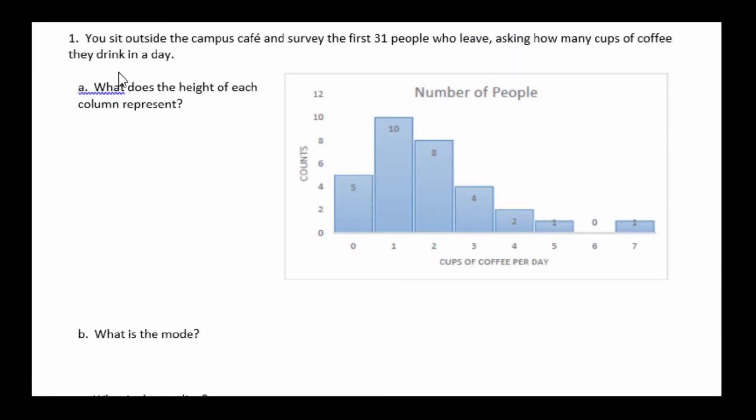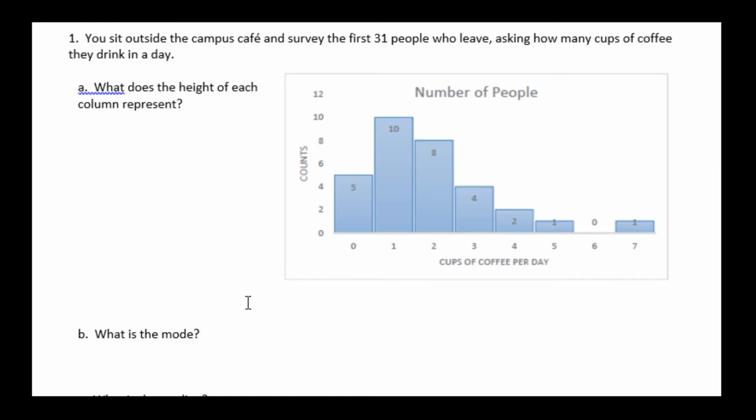Okay, we're going to start out with this one. It says you sit outside a campus cafe and survey the first 31 people who leave, asking them how many cups of coffee they drink in a day. What does the height of each column represent? Well, the 31 people, if you add up these numbers, 5 plus 8 plus 10 plus 8, that'll give you 31. So the height, which is also called the frequency, is how many people drank this amount of cups of coffee.